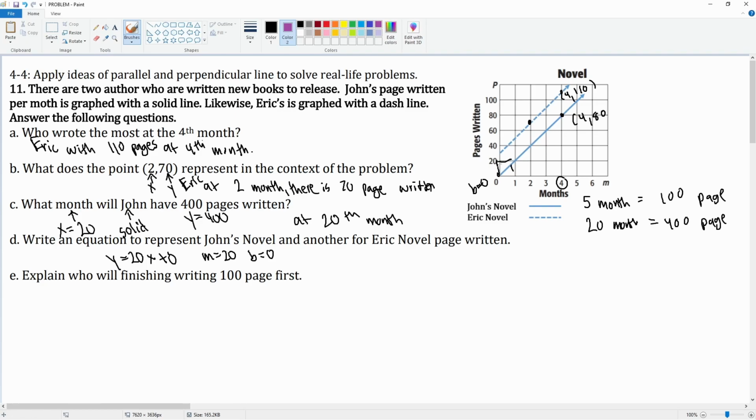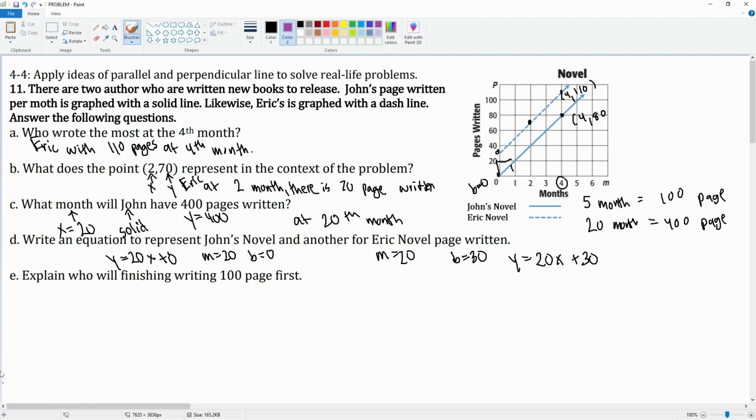Eric looks like he started at b equals 30. That's his y-intercept. And he also went up by how many pages? Let's see. 0, 10, 20. Here, so 30, 10, 20. So he also went up 20. Okay, because they look like they have parallel slopes. So y is equal to 20x plus 30.